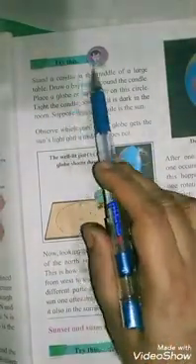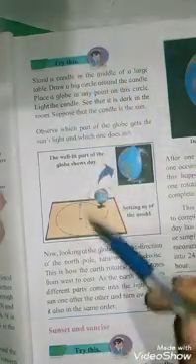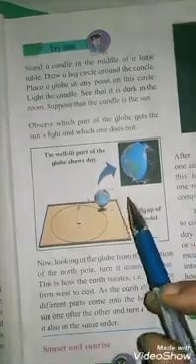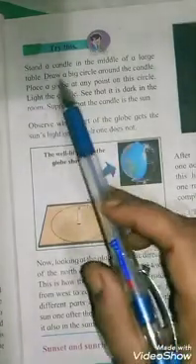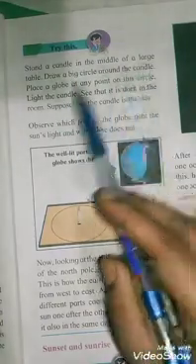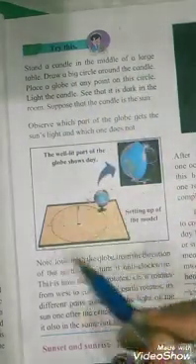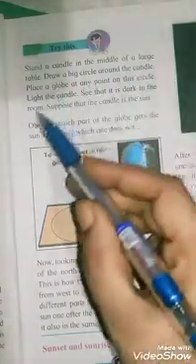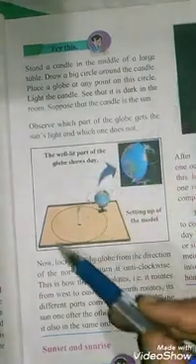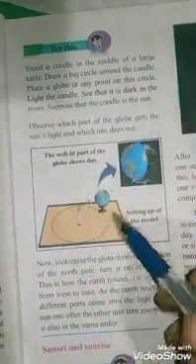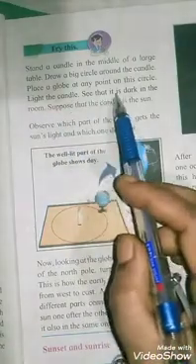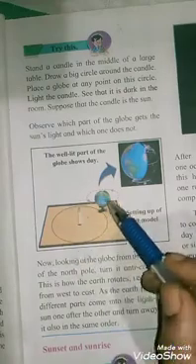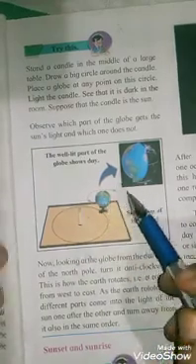Now, see this activity. Try this. You can do this activity at home. See this picture. Stand a candle in the middle of a large table. Imagine that this is a table. Draw a big circle around the candle. Place a globe at any point on this circle. See here, here, or anywhere. Or if you don't have a globe, you can use a ball.